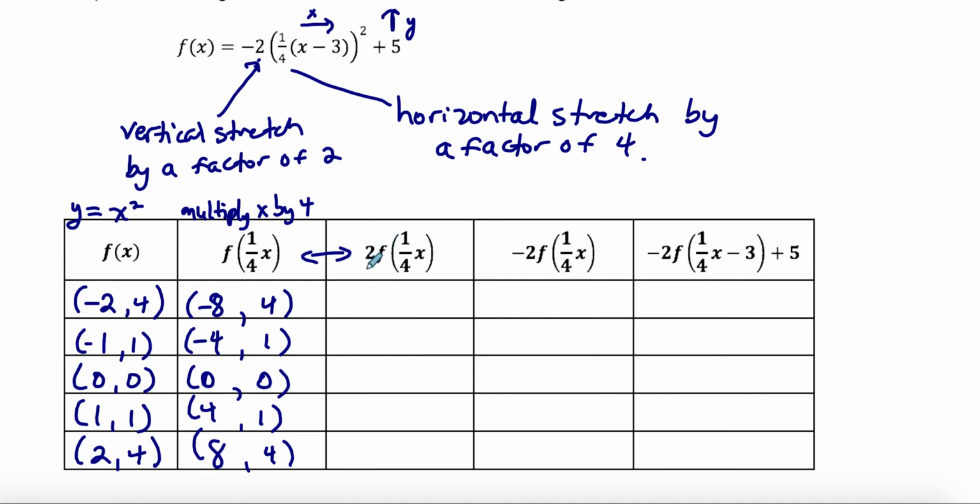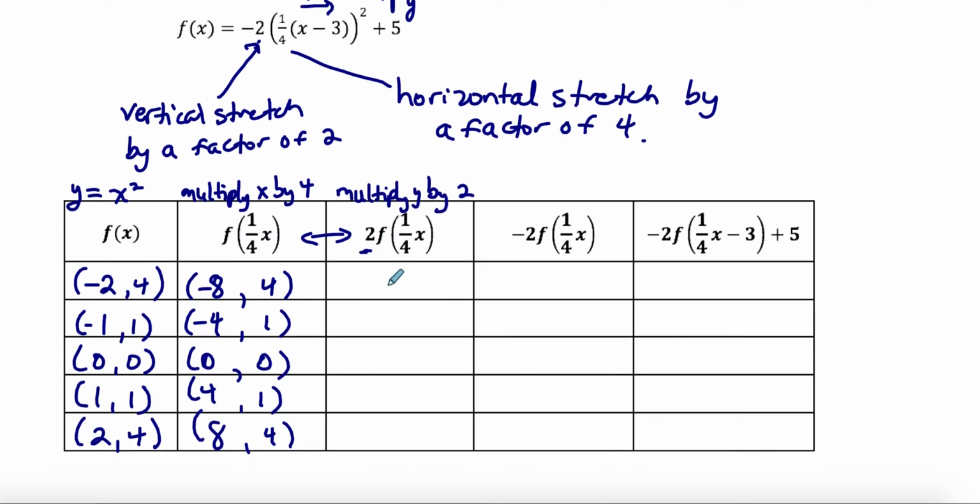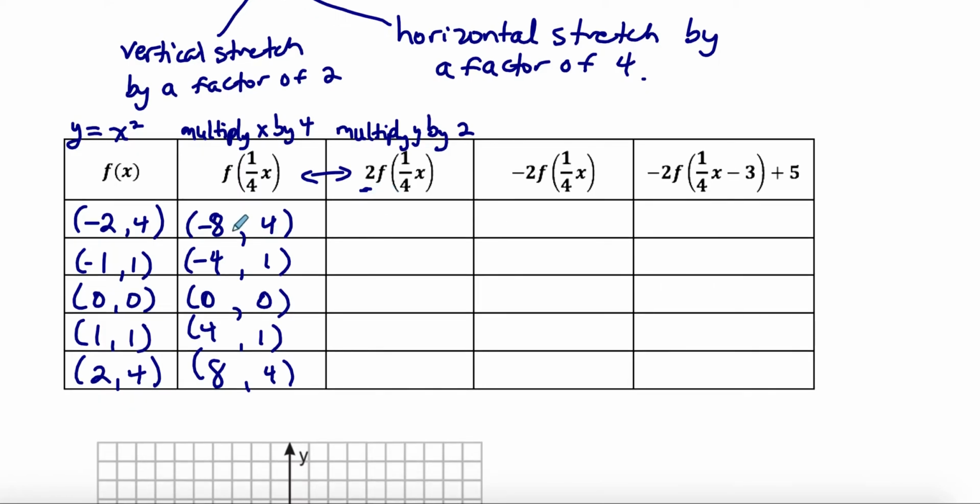If I have a vertical stretch by a factor of 2, I'm going to have to multiply my y's by 2. So if I look at my original points, I'm going to take all of my y's and multiply them by 2. So 4 becomes 8, 1 becomes 2, 0 is still 0, 1 becomes 2, and 4 times 2 is 8.